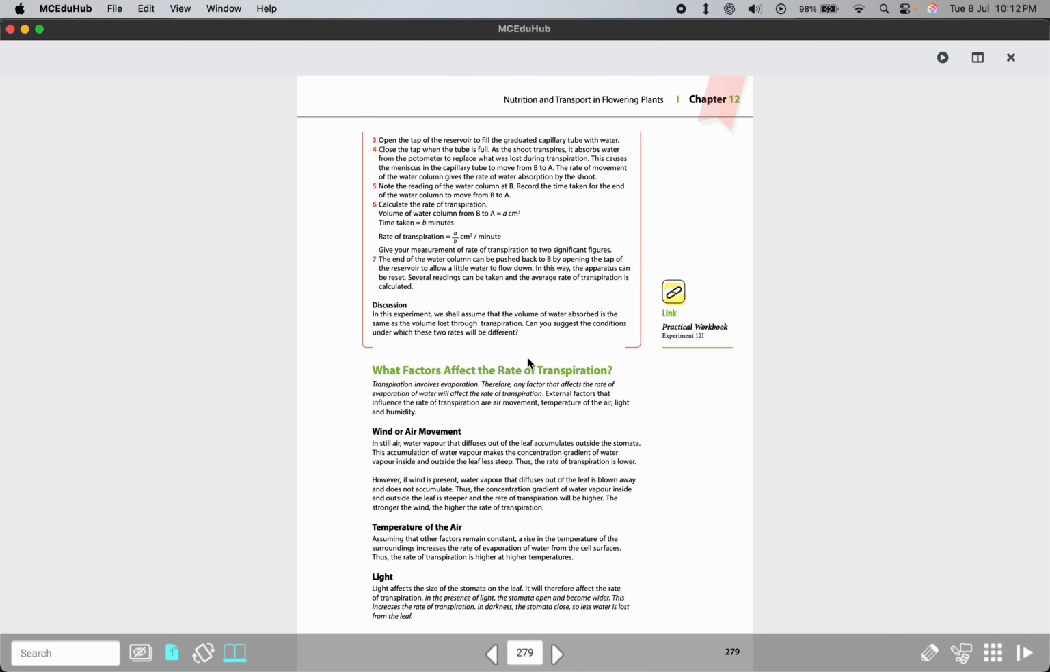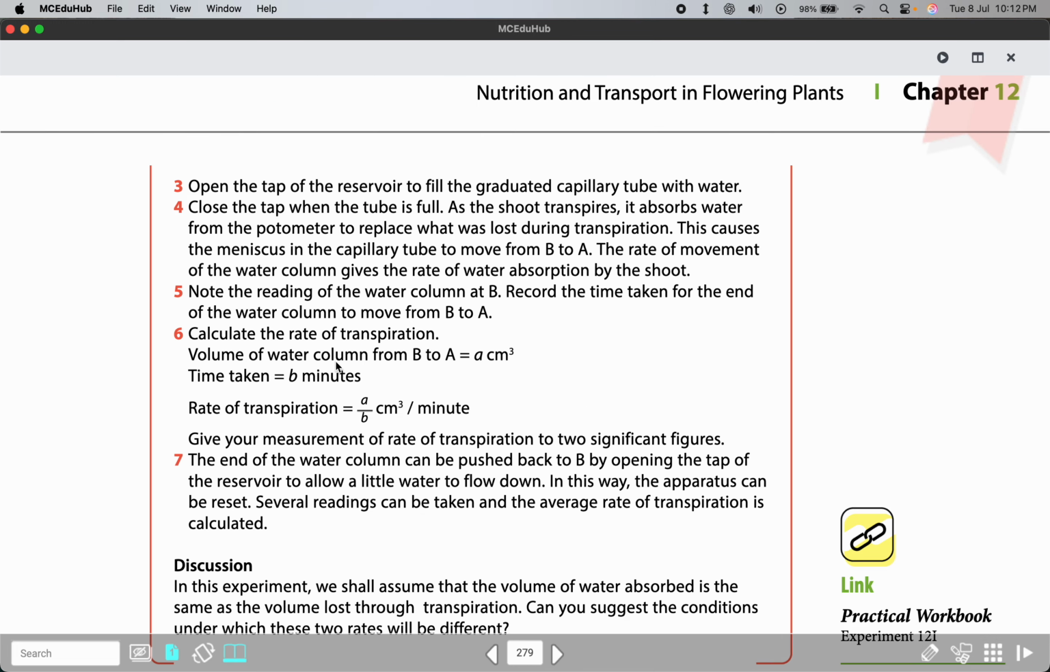Similarly, we can take the volume of water moved from B to A. We can say that this is volume A, and the time taken is B minutes. We can measure the rate of transpiration by taking the volume of water that's lost divided by the time taken in minutes, to get the rate of transpiration to two significant figures.